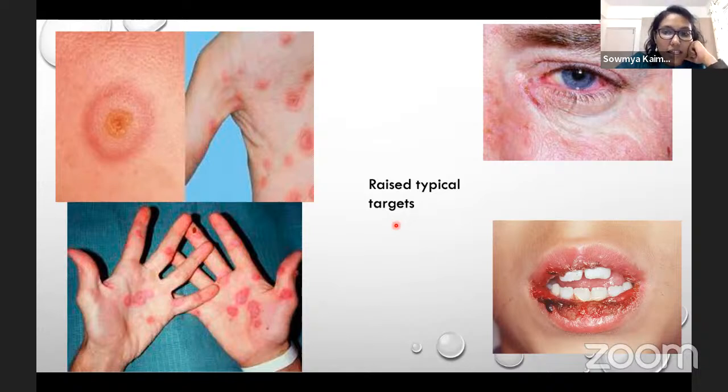The lesions can be distributed all over the body, but more typically on the acral areas like hands and feet. And you can have a lot of mucosal involvement as well. So here you can see eye involvement and lip involvement. Now, EMF is not always drug induced. It's more commonly infection related, and the most common infection that can precipitate EMF is herpes simplex. So in that sense, both in terms of lesions as well as the trigger, it tends to be quite different from SJS-TEN.